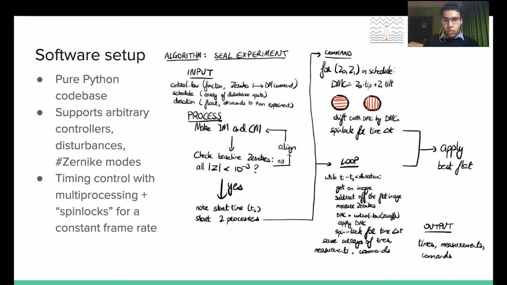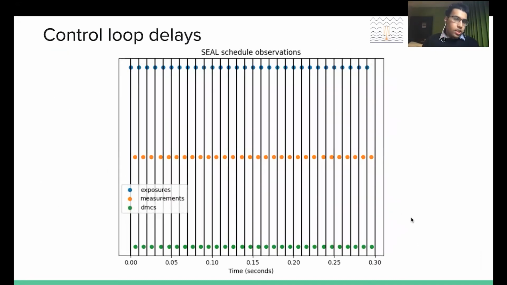So we run these in parallel. Over here, the commands are pre-computed and we apply them at specific times. And over here in the loop, we get an image, we measure the Zernikes from it, and we feed those into a control law, which could be just any function that takes you from the Zernikes to the DM command. And we apply the DM command. So this works perfectly in parallel, and we can actually test control algorithms with not much overhead this way.